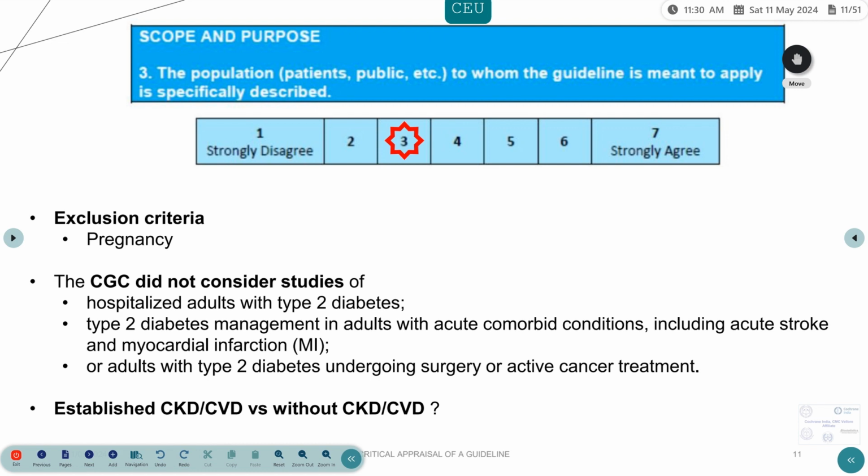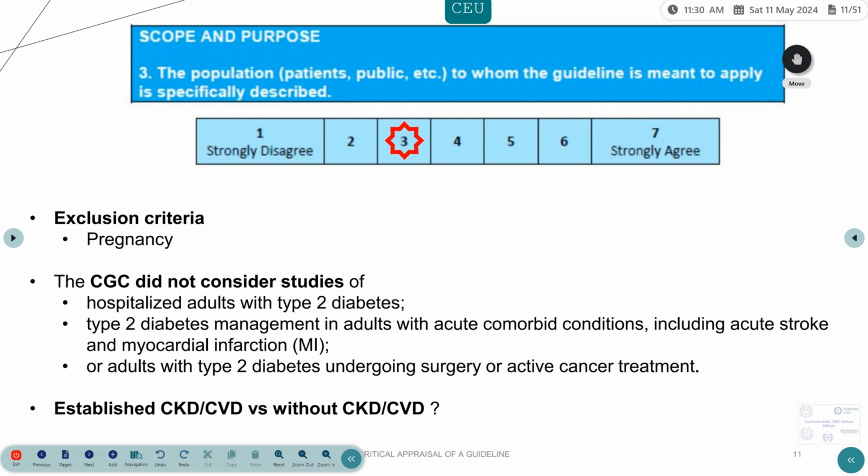There's one line, like in a corner, where they mentioned pregnant individuals cannot be given it. So they have not studied them in those studies, so obviously they had to rule it out, but they should have mentioned it clearly, which is not done. Again, some other studies not included in the systematic review preceding this guideline were hospitalized patients with type 2 diabetes with acute comorbidities like acute stroke, acute MI, type 2 diabetes undergoing surgery or active cancer treatment. At least 30-40% of the time we might find these patients coming to us and finding them to be newly diagnosed as diabetic.